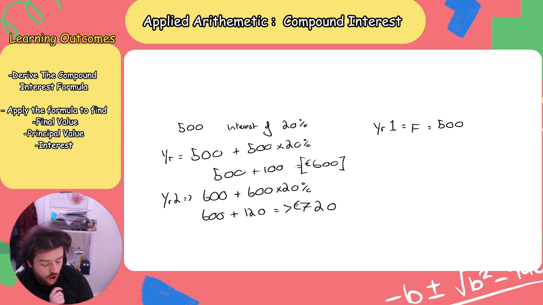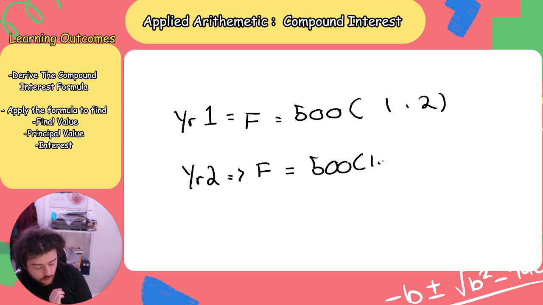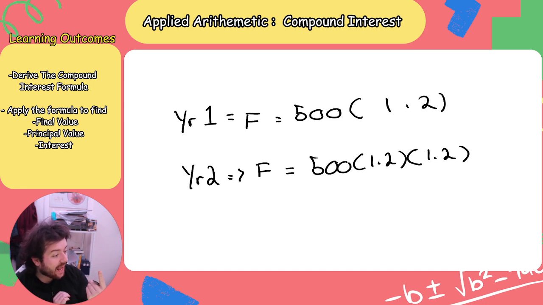Now, another way of doing this is using multipliers, which we learned about previously. So it's going to be 500 times 1.2, all right, because 0.2 is the same as 20%. Let's look at year two. So year two, the amount I'm left with at the end of year two is going to be my amount from the previous year, which is 500 times 1.2. Then times 1.2 again, because I'm increasing it again by the interest rate.